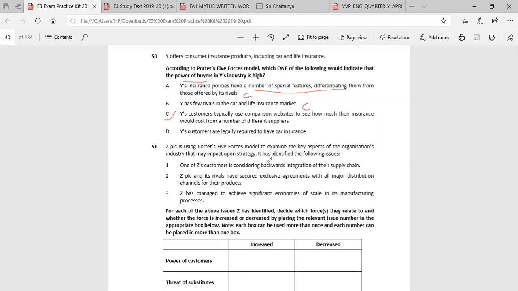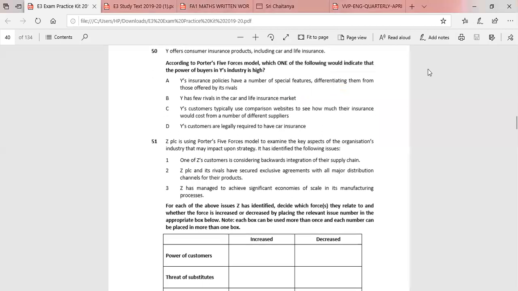It is a perspective. It is an aspect of the buyers only. But are they a threat? It is only one requirement of the buyers to have something, right? That is not the right option. Let's move to 51. Question number 51.